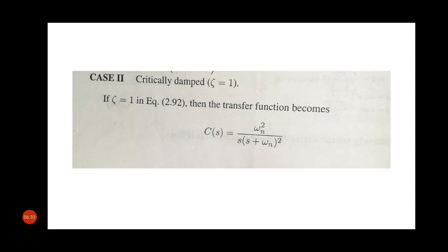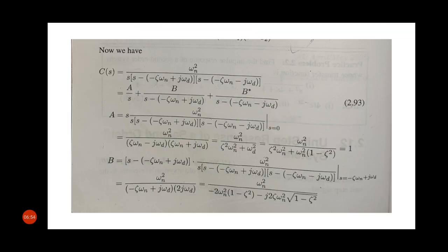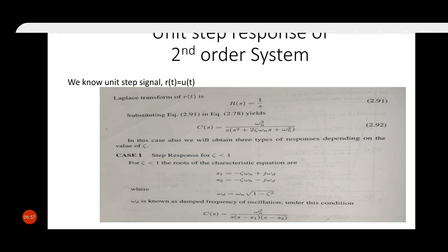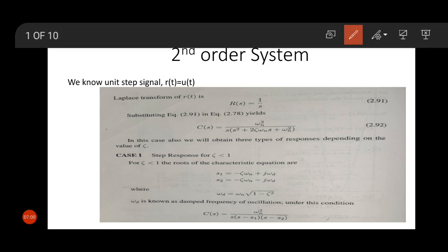So why is this (s plus omega n) whole square? Because if zeta equal to 1, then s1 and s2, that means the two roots, are real and equal. That's why (s plus omega n) square. So if zeta equal to 1, then our equation, C(s) equals omega n square divided by s into (s square plus 2 zeta omega n s plus omega n square). In this equation, if we put zeta equal to 1, then the equation will be this.